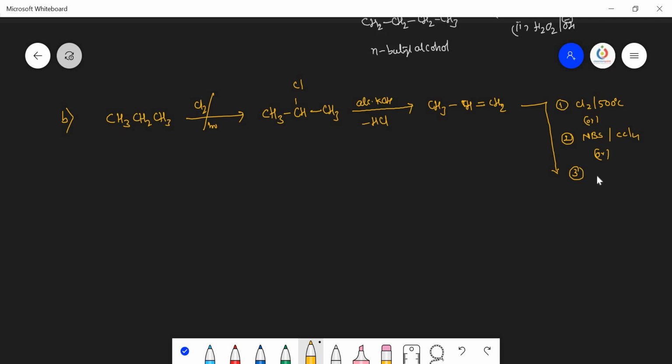Or else the third one, SOCl2. So SOCl2 also does the halogenation at the allylic position. Basically these reagents will substitute one of the halogens at this allylic position. This is an allylic position. If you take chlorine, here chlorine comes. If you take the NBS, here bromine comes. If you take the SOCl2, here again chlorine comes.